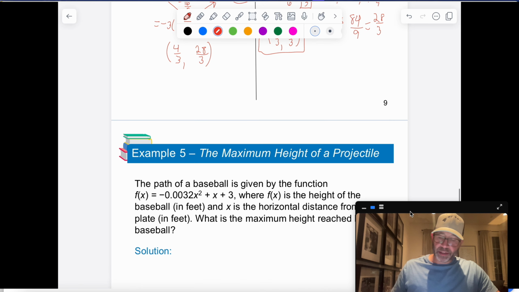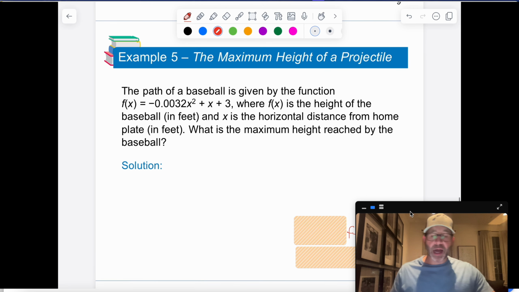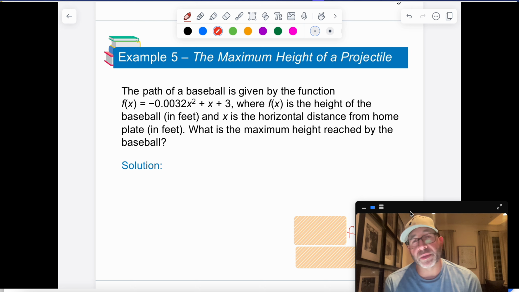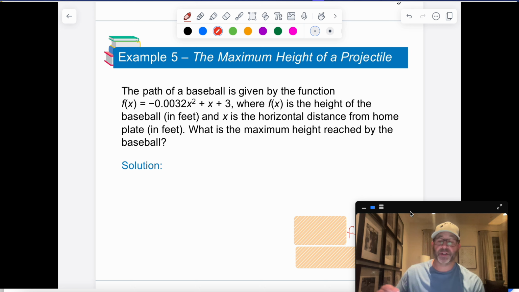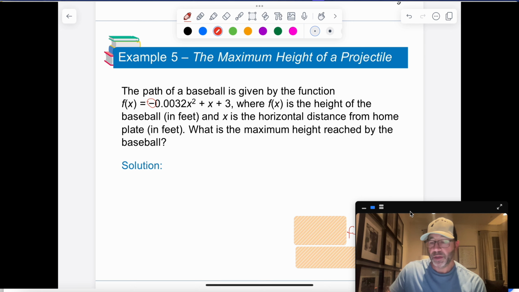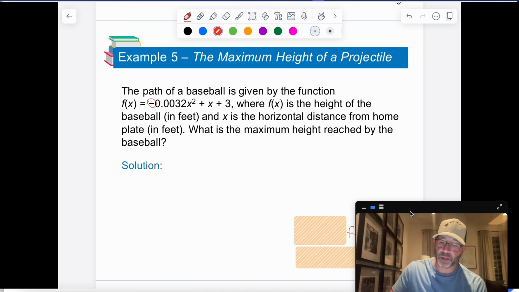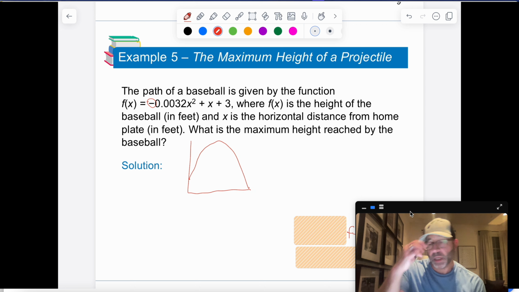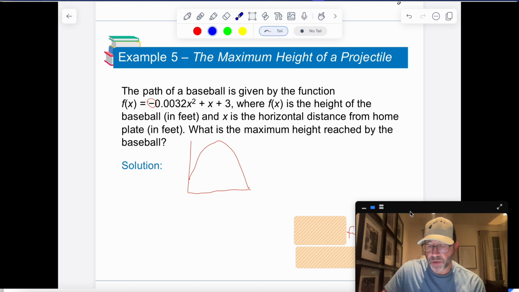All right, let's continue on here. So the maximum height of a projectile. So in this case, what we're talking about is the path of a baseball, and we should be able to see some pretty obvious things. The leading coefficient here is a negative. So that tells us that what's going to happen is we're going to have a picture that's going to look something like this. It's going to go up and it's going to go down. Now, I want you to notice something. I started this picture up above 0.